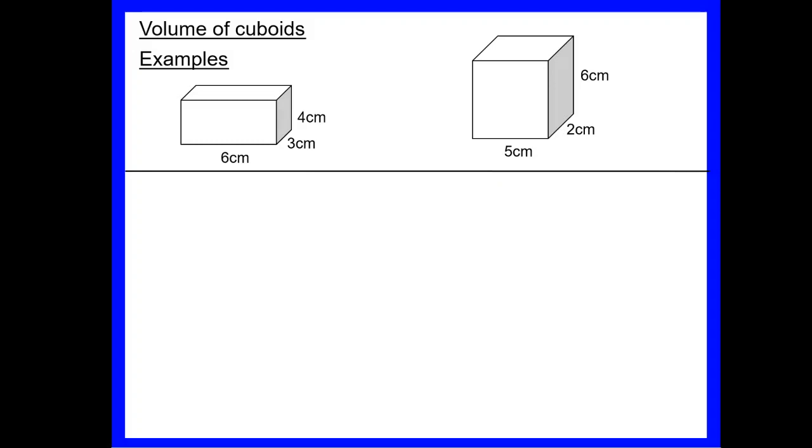A couple of examples then. So our length times our width times our height. So as long as we've got 3 different directions, we multiply them together. I get 72 centimeters squared. For this one, 5 times 2 times 6 gives us 60 centimeters squared.